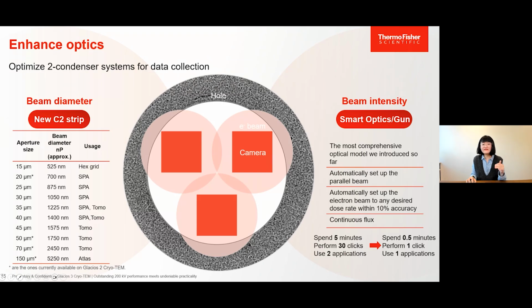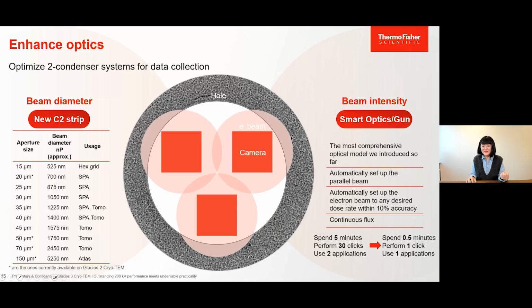Before we had only 4 C2 apertures, which is often not enough. On Glacios 3, we now offer 10 different apertures, and this can be used for various use cases: single particle analysis, subtomogram averaging, or cellular tomograms.